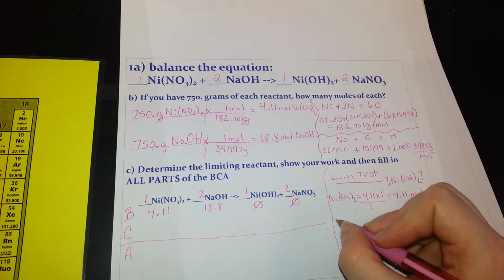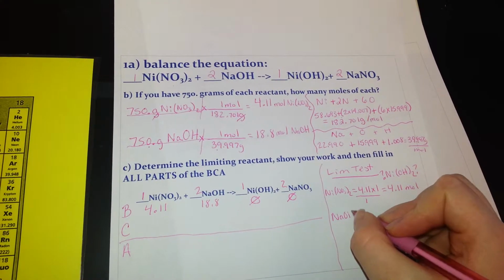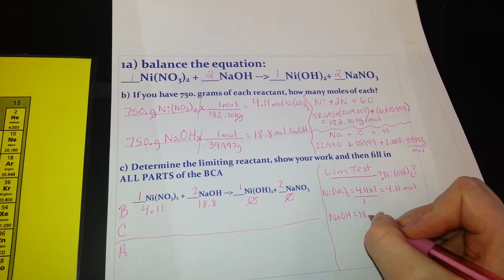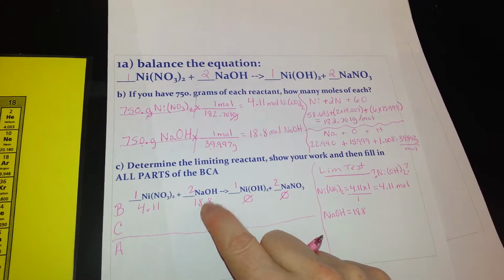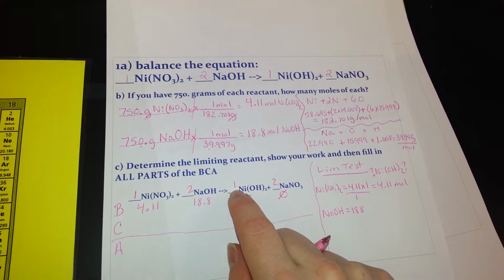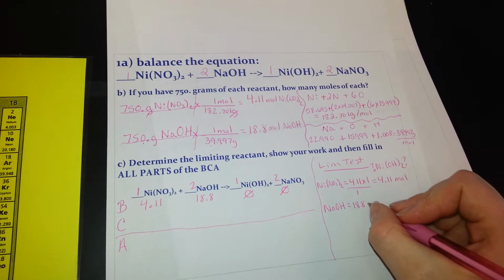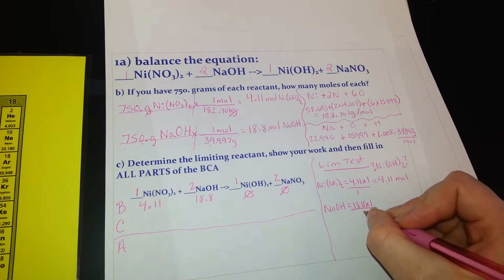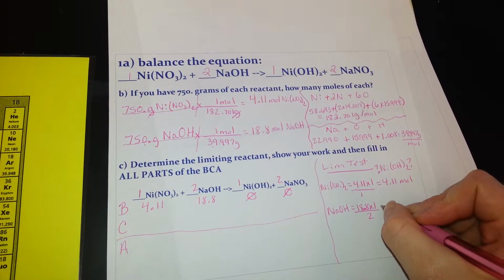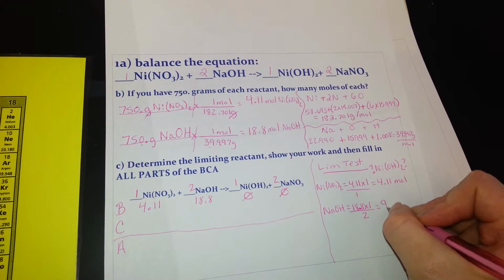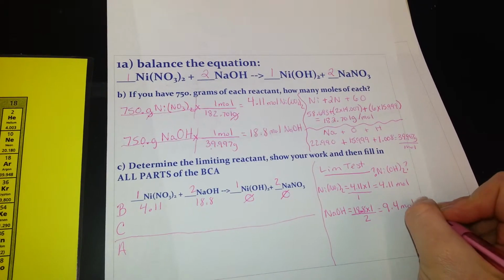So if I test the other reactant, which was the NaOH, I'm starting with 18.8 here. So if I multiply by where I'm going, and I divide by where I came from, I'll be multiplying by 1 and dividing by 2. Then that comes out to roughly 9.4 moles.